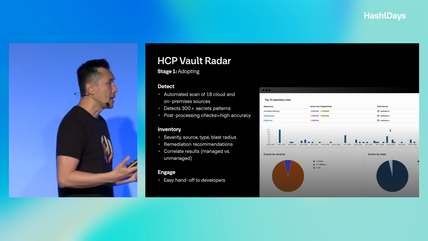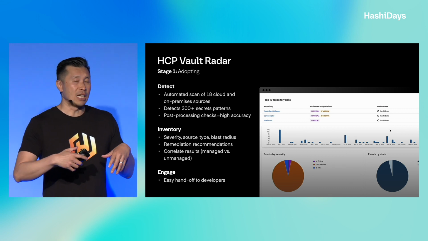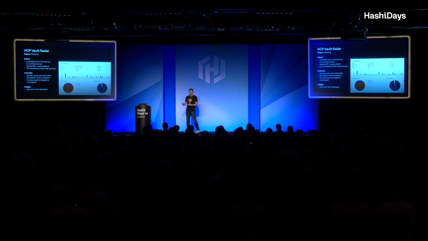So once you have that detection, then you move on to the inventory or the cataloging phase where HCP Vault Radar provides context of these different credentials that were detected. What the severity of these credentials are, what type of credential it is, who the author is, what the source is, what are the recommendations on remediation. And then at that point, you work with your existing workflows to triage the detection and pass it on to the owners of those data sources or of those credentials to remediate, right?